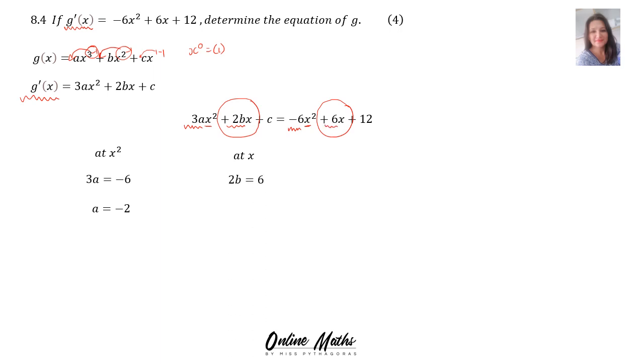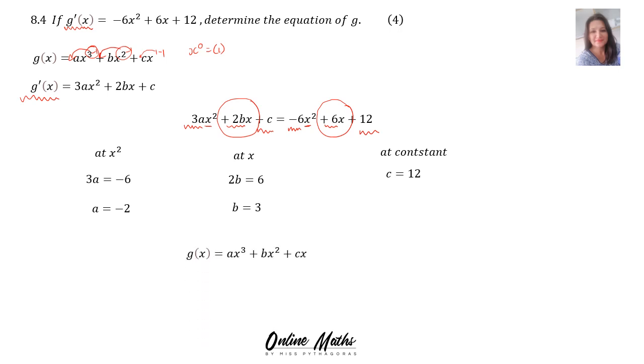So you're going to equate it. You say 2b is equal to 6, and you solve b, and you find b is equal to 3. And then the last one, there's the constant term, c, which is equal to 12. The constant c is equal to 12.